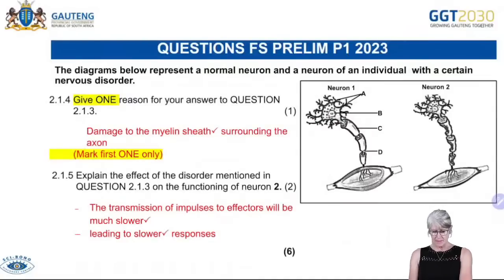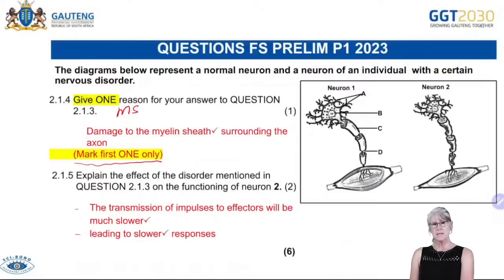Now, here they say, and I've highlighted parts of this question because I want you to be aware of this, because this is a very common way of questioning where they ask for one reason. So they say, give one reason for your answer to question 2.1.3. And remember, we said it was multiple sclerosis, or MS, was the disease. So one reason. Now, you can write down 5 or 6 different reasons if you want to, but the markers are only going to have a look at your very first point that you have written down. And that is because on the memo we write mark first one only.